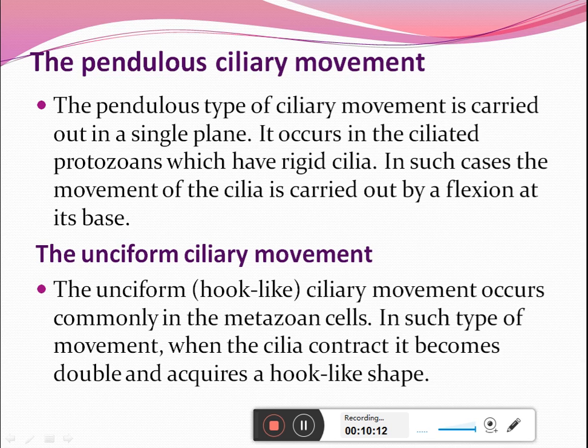The pendulous ciliary movement is carried out in a single plane. It occurs in the ciliated protozoans which have rigid cilia. In such cases, the movement of the cilia is carried out by a flexion at its base. The next is the unciform ciliary movement. Unciform means hook-like. This movement occurs commonly in metazoan cells. In this type of movement, when the cilium contracts, it becomes doubled and acquires a hook shape.